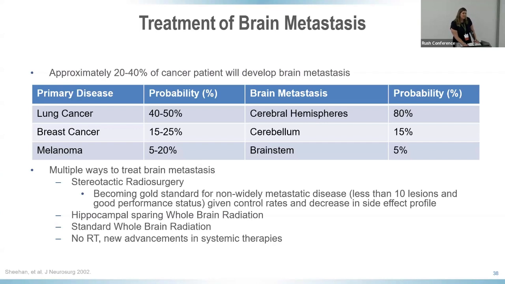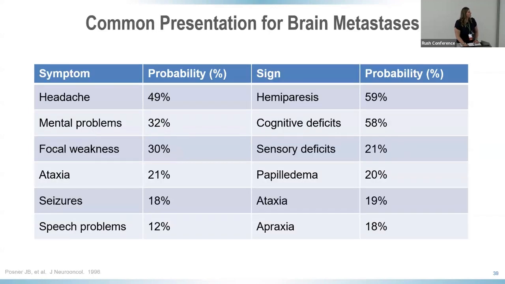We do have a technique called hippocampal sparing, where we spare the hippocampus, which is the memory center. This offers a reduction in cognitive deficits and memory changes, so it's a little bit more well tolerated. We can only offer that if there's no cancer involvement in that area. We can offer standard whole brain, which is given over 2 weeks. It's very toxic, but it's usually indicated if patients have more than 15 lesions. We can also do no radiation, and that's where we're going to talk about new advancements in systemic therapies.